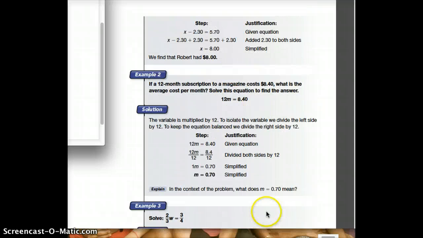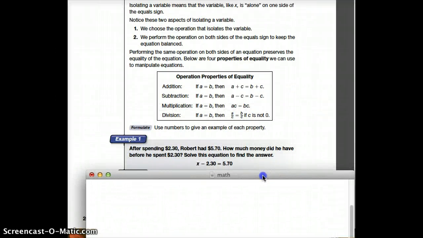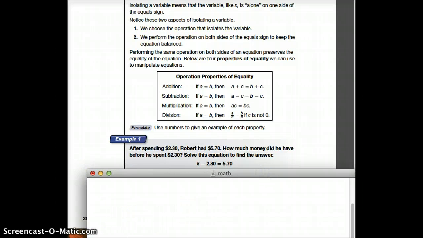Okay. So let me get my thing here, chalkboard. So we have x minus 230 equals 570.